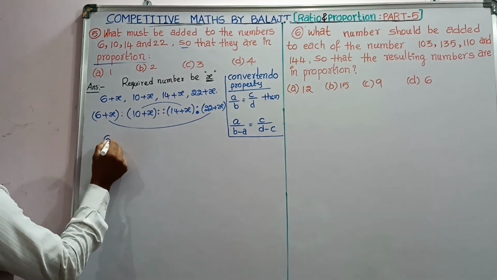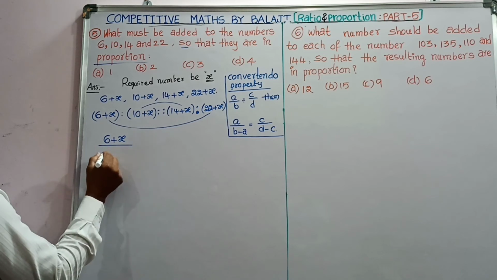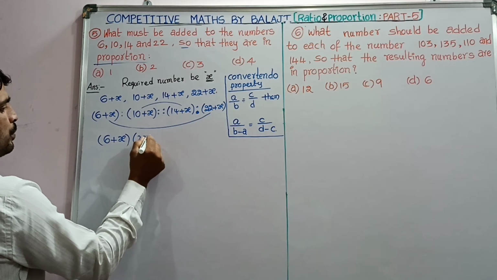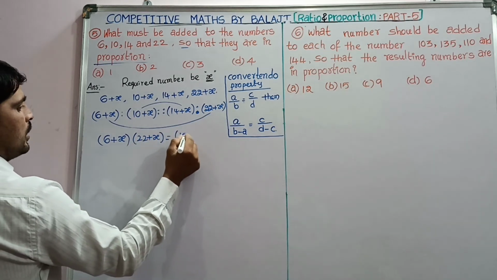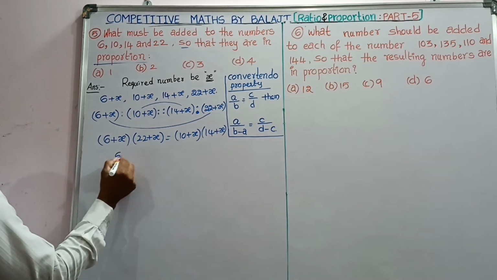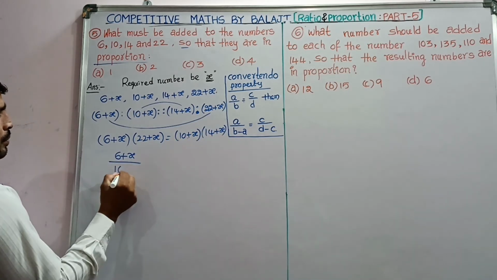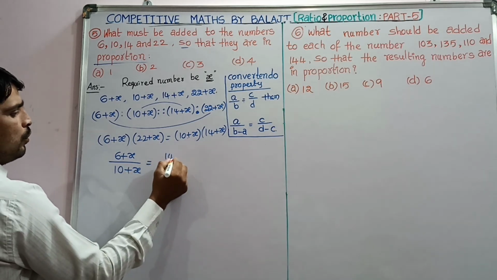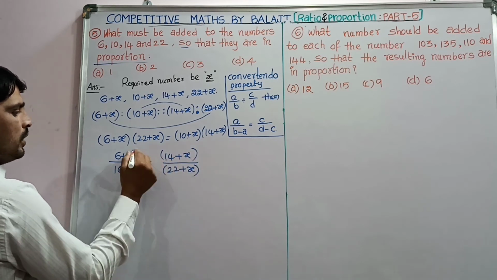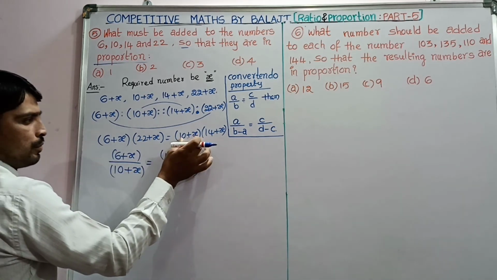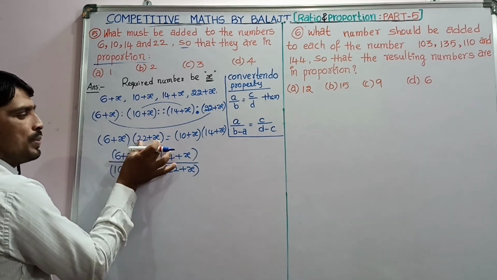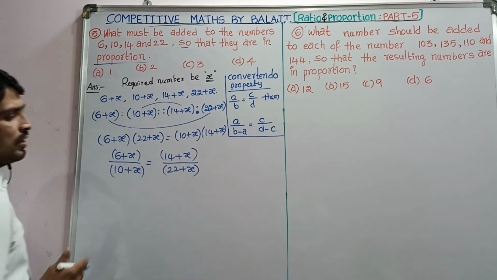Product of extremes, 6 plus x into 22 plus x is equal to 10 plus x into 14 plus x. Now this can be written as 6 plus x by 10 plus x equal to 14 plus x by 22 plus x. By transforming terms, transform 10 plus x from RHS to LHS, it will become a division quantity. Transform 22 plus x from LHS to RHS, it will become a division quantity.